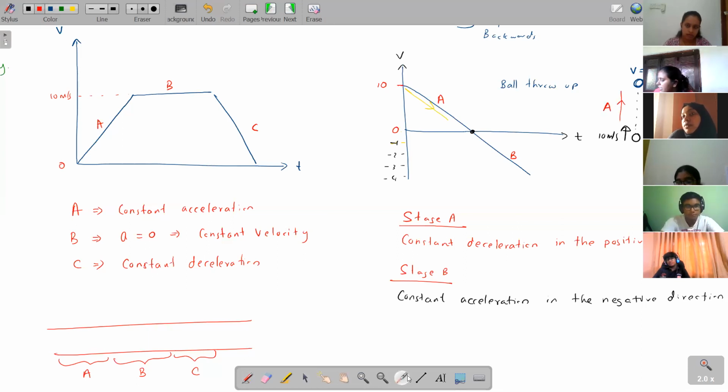This is stage A, where you're going up, but it's decelerating. You're decelerating and going in the positive direction. Do you see stage A, decelerating and going in the positive direction? Then what about stage B? Now what's happening? Stage B, you're coming down, negative direction.